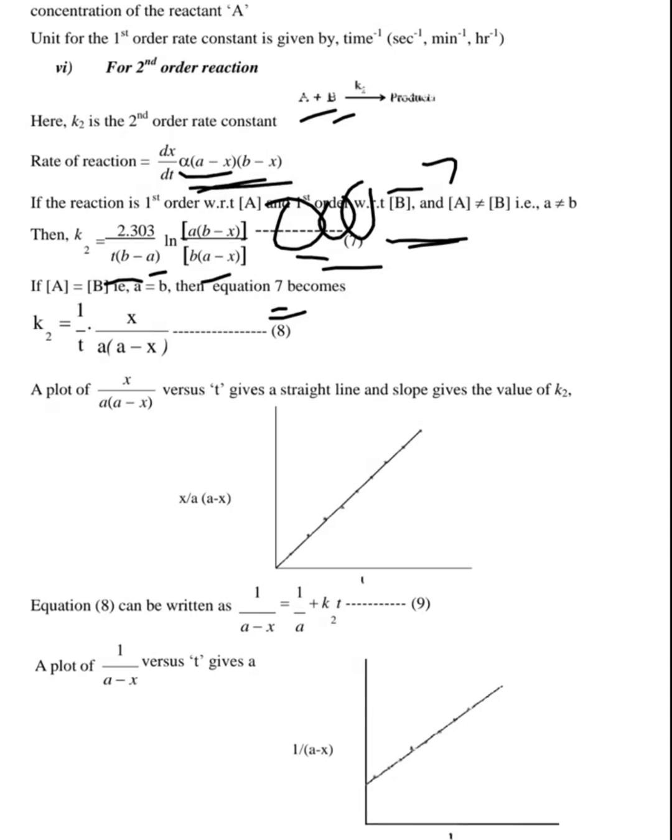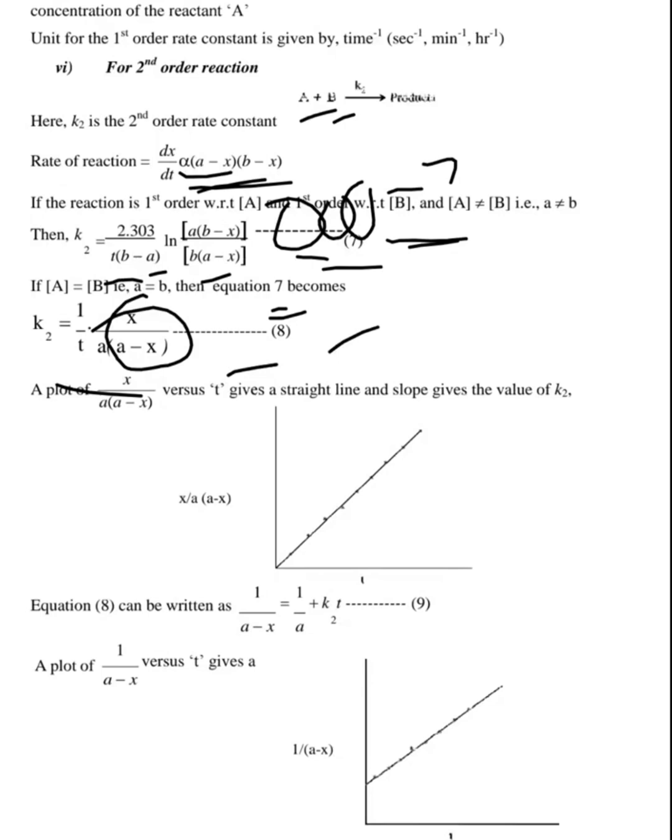Further on, see here, in this step, K2 is equal to 1 by t into x by a into a minus x. This is the rate of reaction for the second order.